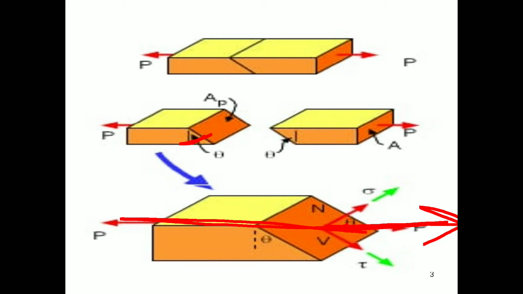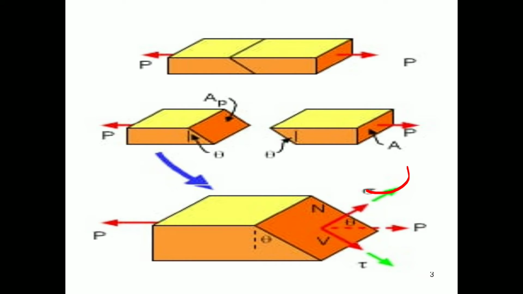The one which is perpendicular to the plane and the other which is tangential to the oblique plane. The component which is perpendicular to the oblique plane is denoted by the letter sigma n and is known as normal stress because it makes an angle of 90 degree with the oblique plane.